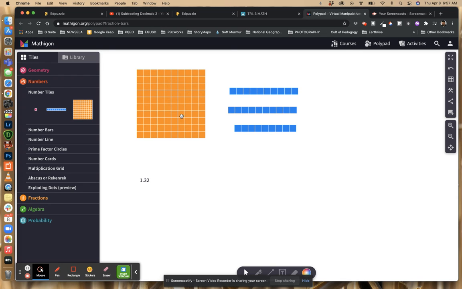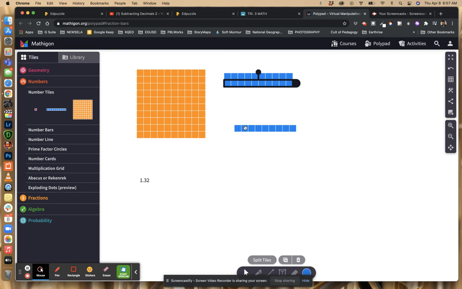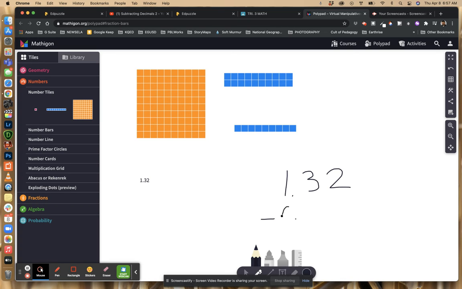We're left with 1 whole, 2 tenths, and 8 hundredths. If we were to write that and show the work, 1 whole, 3 tenths, and 2 hundredths, take away 3 hundredths, I could write taking away 0 ones, 0 tenths, and 3 hundredths.